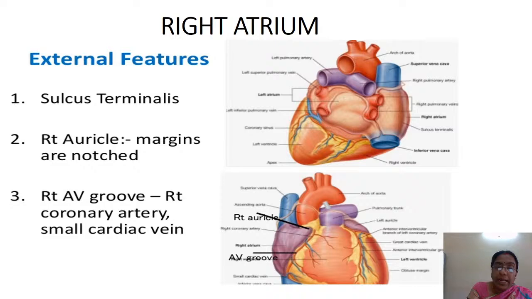Externally, these are the only structures you can see on the right atrium: the sulcus terminalis, the notched ear-like extension called the auricle, and the groove, the atrioventricular groove.